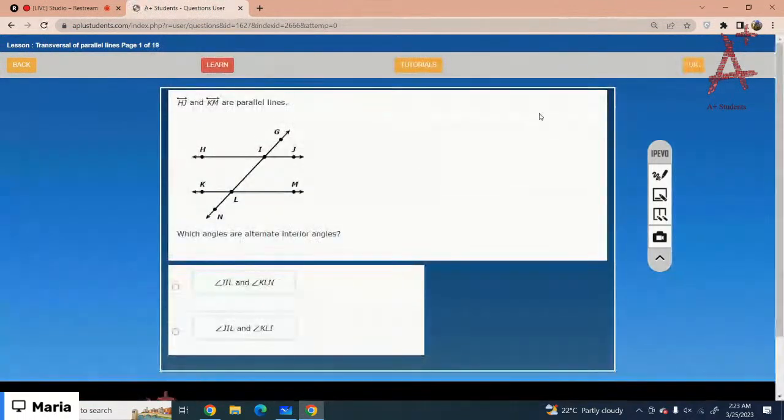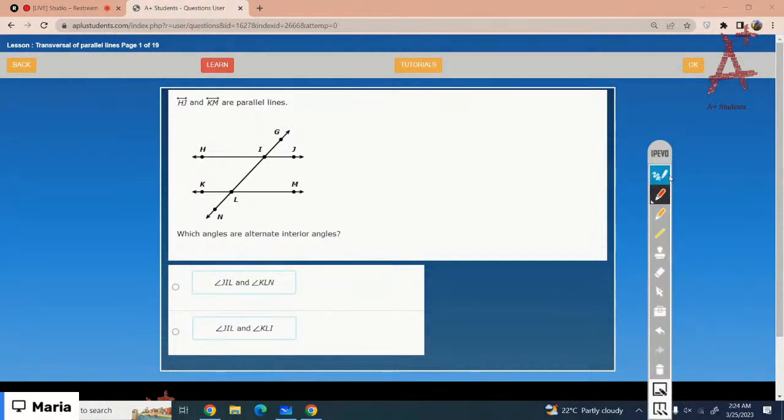Okay, HA and KM are parallel lines. Which angles are alternate interior angles? You need to see which of them are the alternate interior angles. Got it? Basically, alternate interior angles are the angles that form on the parallel lines intersected by a line. So JIL, this one, and KLI, this one. These are the two sets of alternate interior angles. They are on the same line but on the opposite sides. Got it? So it would be here and here.